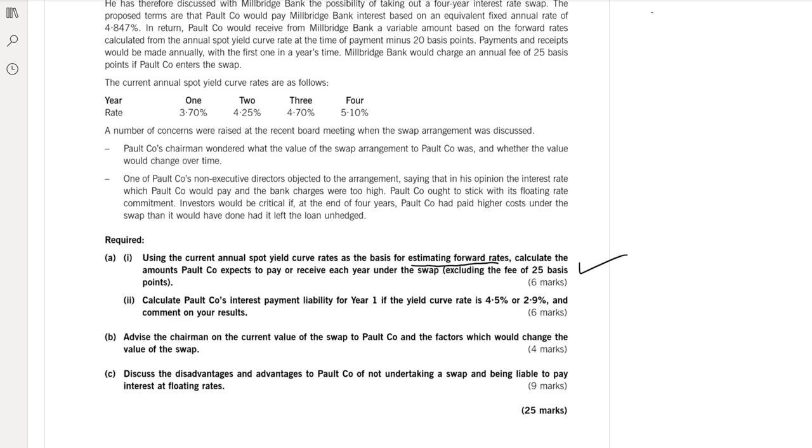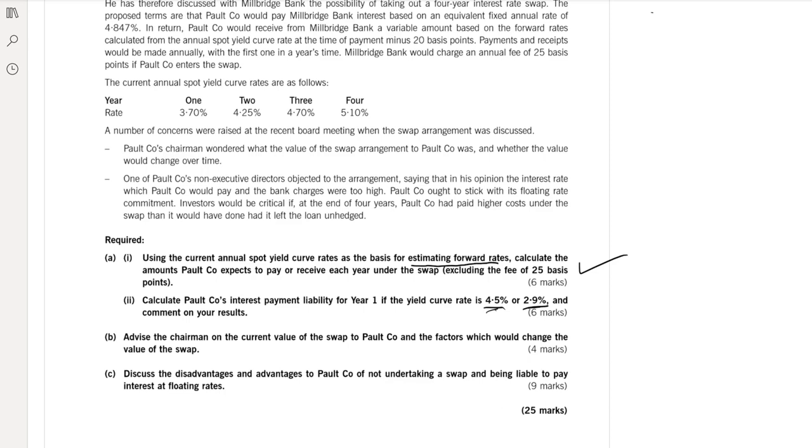Another type of question has also been tested from the same type of scenario. Calculate Pault Company interest payment liability for year 1 if the yield curve rate is 4.5% or 2.9%. Comment on your result. Obviously, when we have locked our position under the swap agreement, if interest rate rises or falls, our position will be the same. Advise the chairman on the current value of the swap to Pault Company and the factors which would change the value of the swap. Okay.